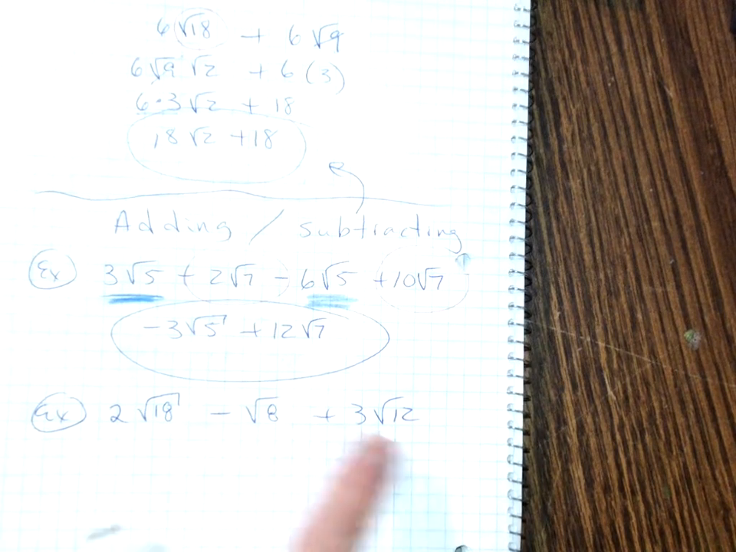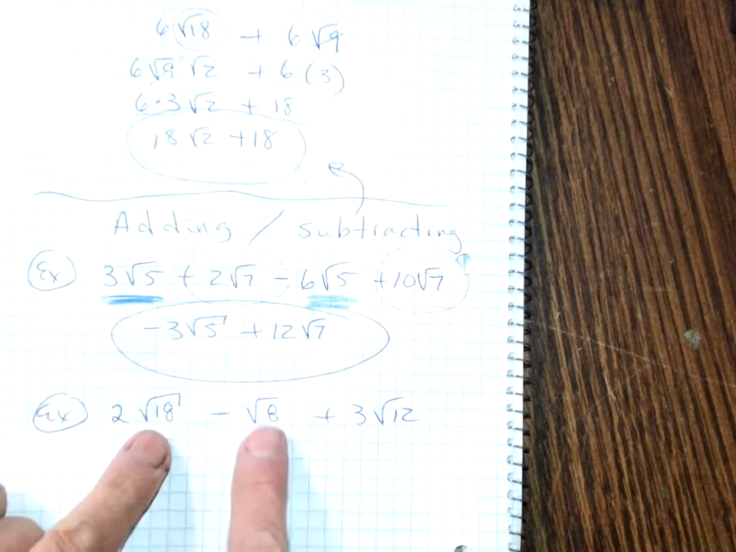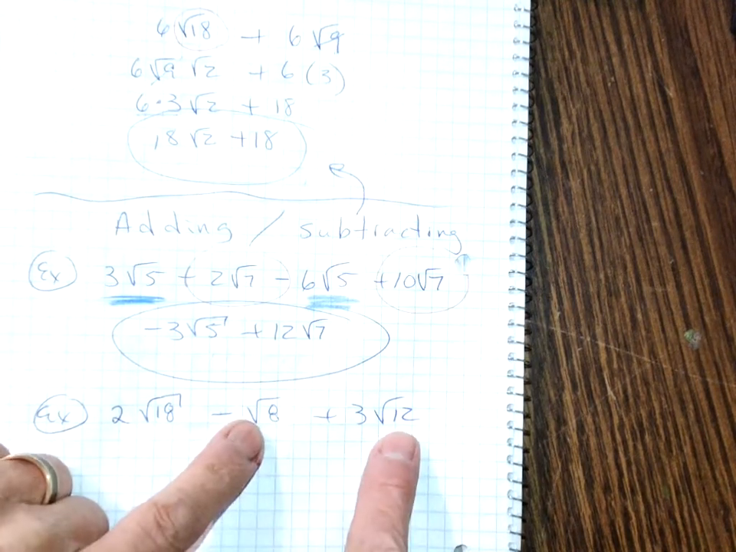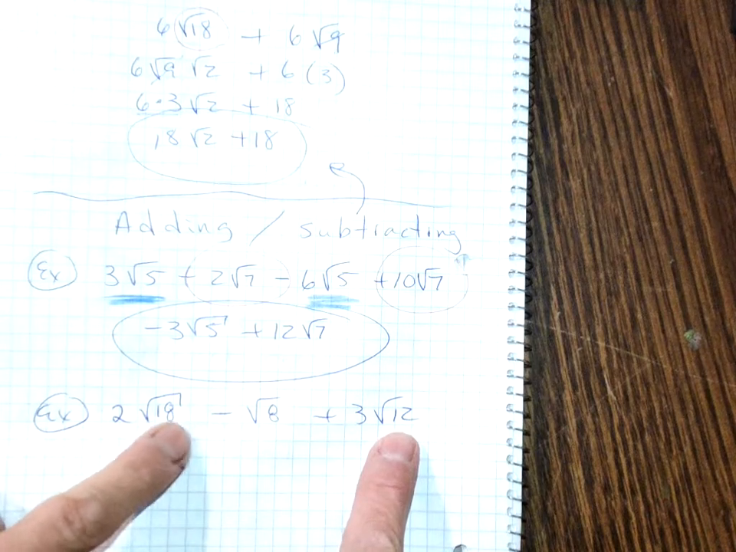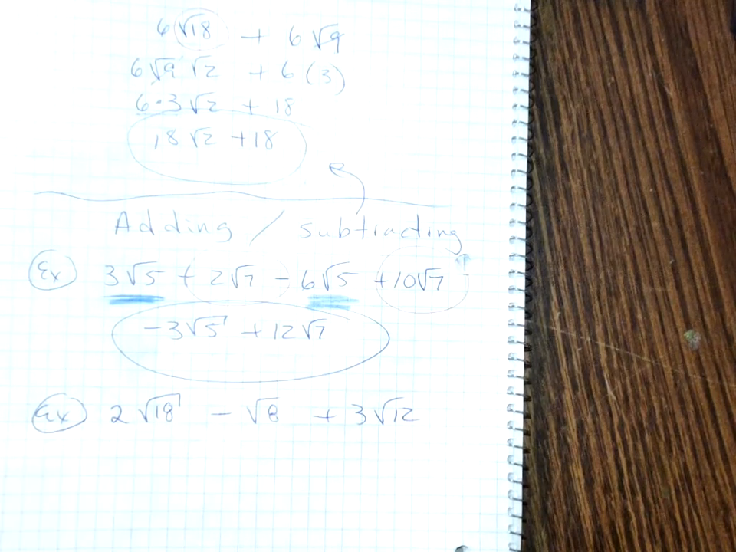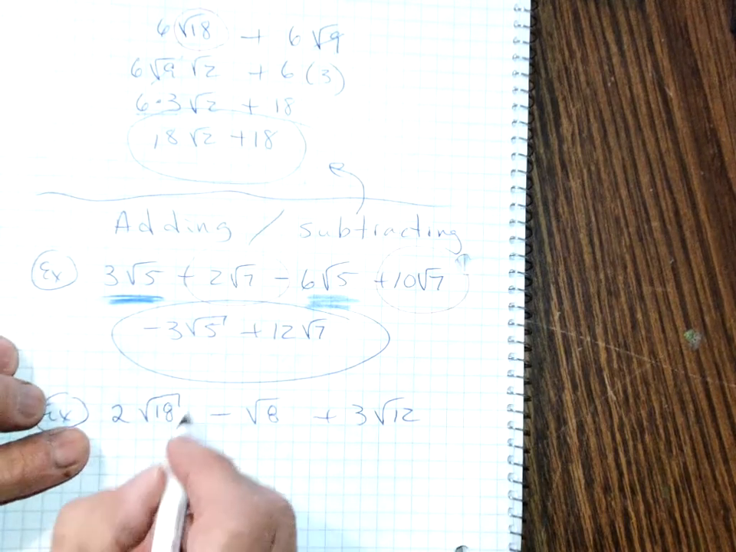Okay, when I first look at all three of these, they're different. Can't add or subtract them because they're different. But if I reduce them, they might be the same. So let's start. 18, let's see.